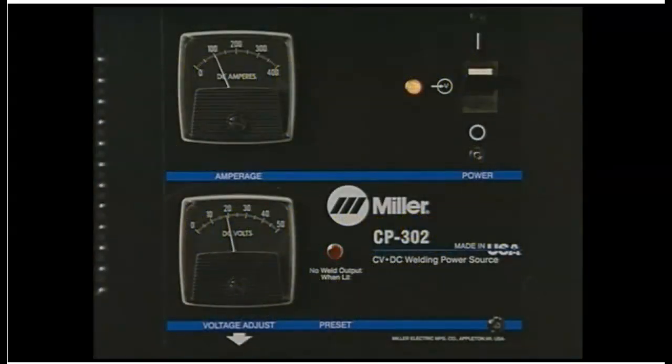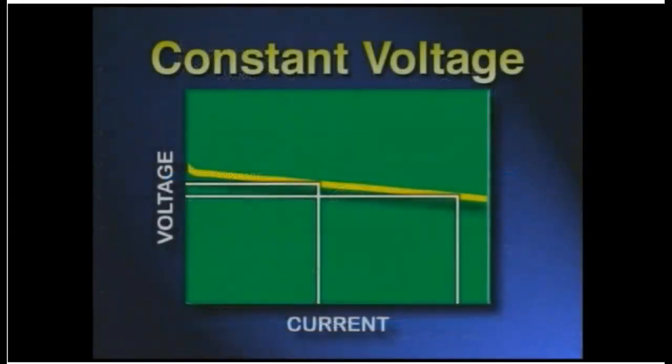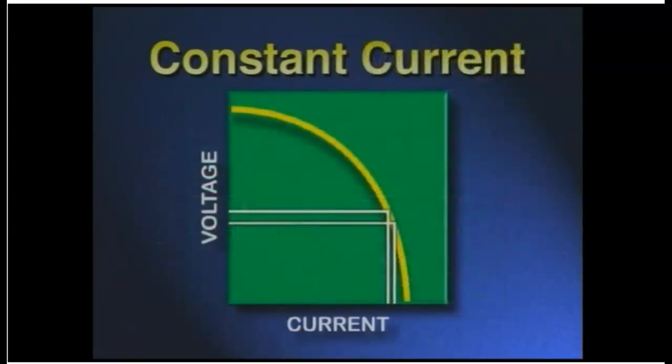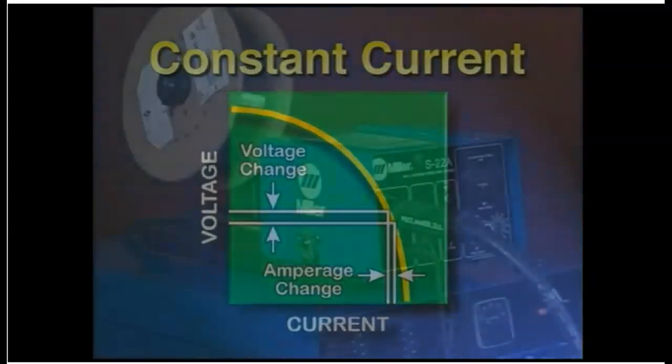Most gas metal arc power sources are constant voltage machines. Constant voltage is important because it helps to maintain a consistent arc length. As you can see on the volt-ampere curve, a very large change in amperage produces only a small change in voltage. However, the opposite occurs in a constant current power source like the kind used for shielded metal arc or gas tungsten arc welding. There's a very small current change for a large change in voltage.